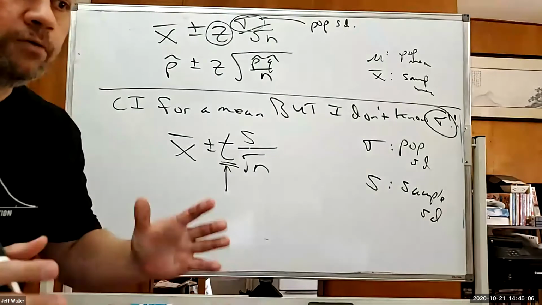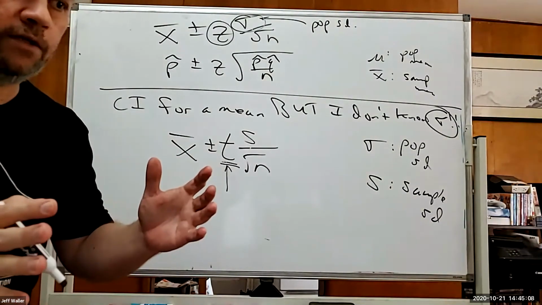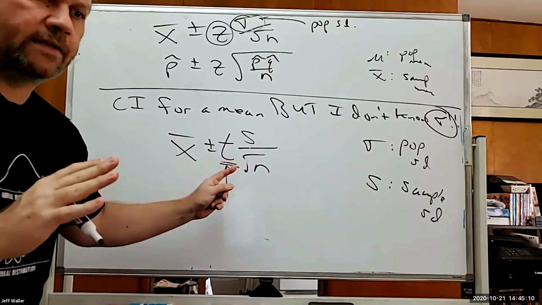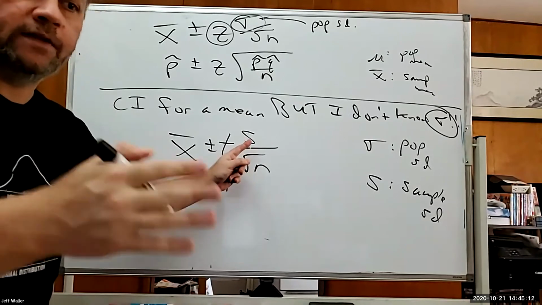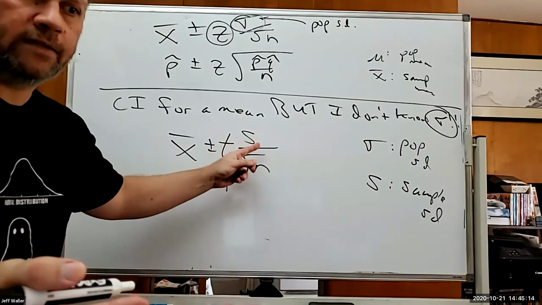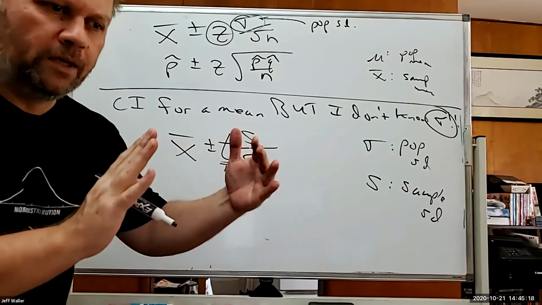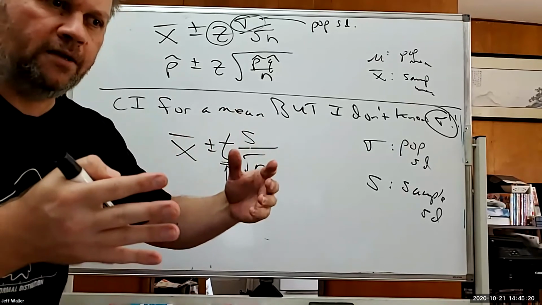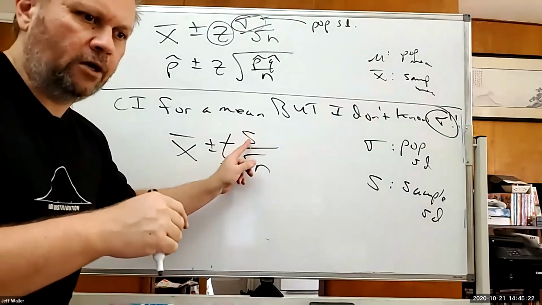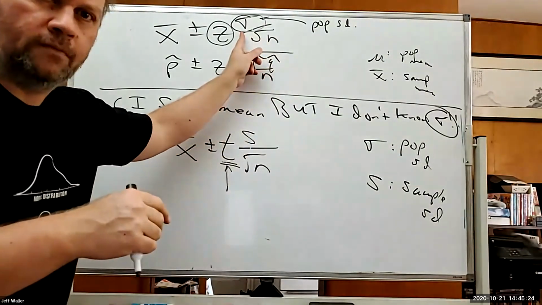So if I don't know what the population standard deviation is, and I'm going to take a sample anyway, I might as well figure out the sample standard deviation, because then at least I have something to put here. But then this is always a little bigger than the Z would have been, to cover for not knowing what this really is.